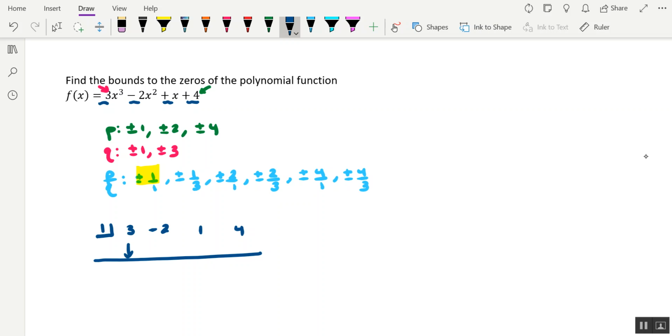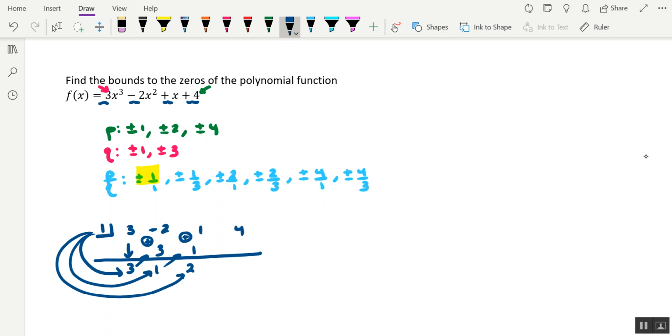Okay, carry down the 3, multiply by 1 to get 3. Adding down, negative 2 plus 3 is 1. Multiplication by 1 again, this time 1, will give us 1. Adding down will give us 2. One more round of multiplication, 1 times 2 gives us 2. And adding down will give us a remainder of 6.